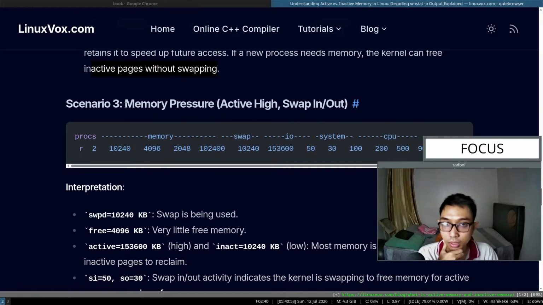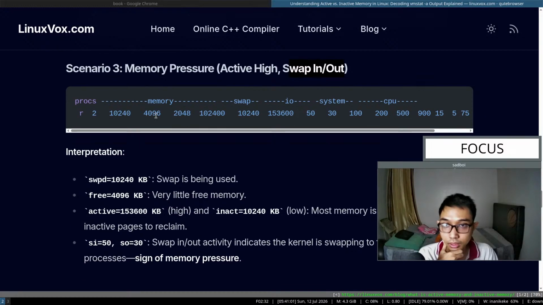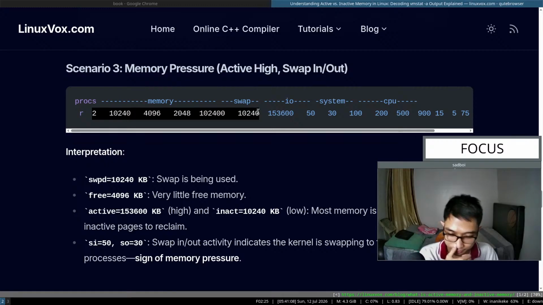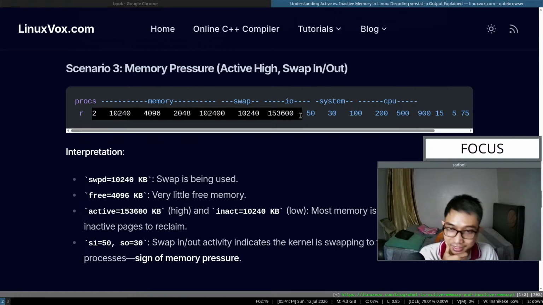Okay, memory pressure, active high, swap in or out. Now this is even more confusing. This is the header, but this is the value. Okay.